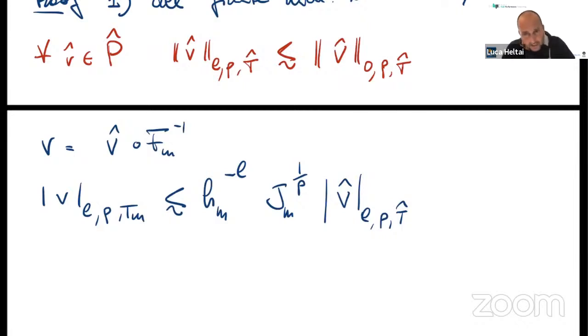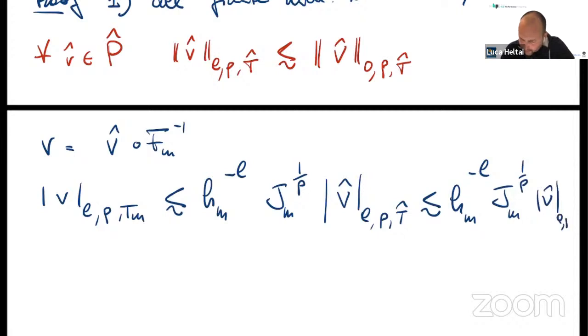And what we obtain here is that this is the same as writing H_M to the power minus L, still J_M 1 over P, and then we have B hat L P. Instead of L here, I put 0 P T hat, so this is 0. And I'm using 1 by this. And now I go back.